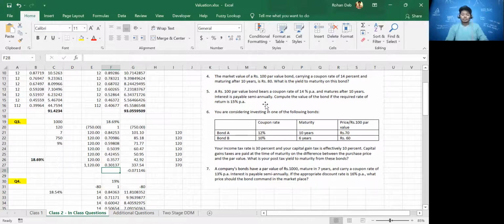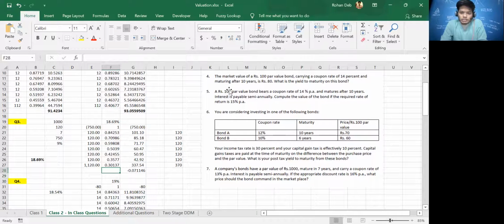Another concept that Sir taught us was semi-annual interest paying bonds. Some bonds, instead of paying your interest at the end of the year, might give you the interest at the end of the half year. It can give you the interest at the end of each quarter, or at the end of each month. This is also very important for the exam tomorrow, because I think he might ask something regarding semi-annual.